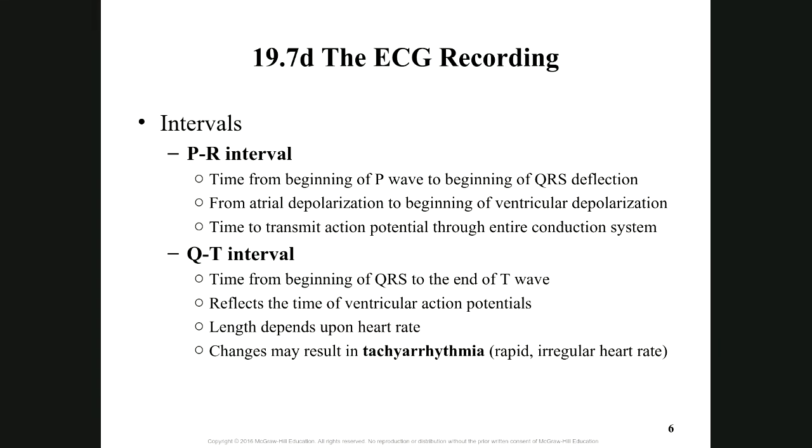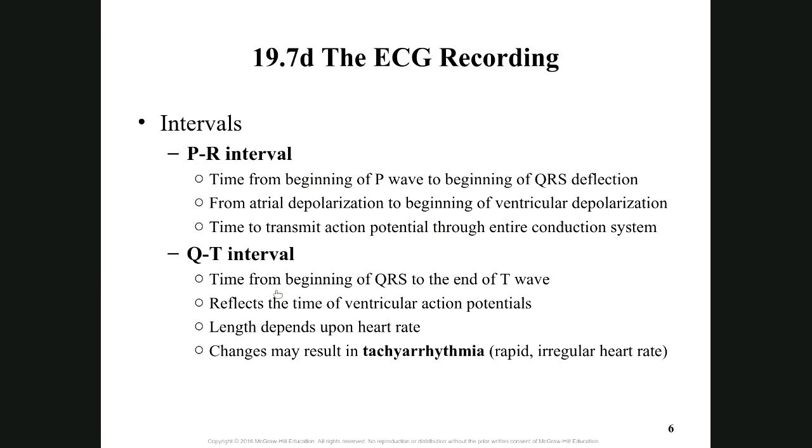And as I told you, the intervals are PR interval and QT interval. The PR interval is from the beginning of our P wave to the beginning of our QRS complex, from atrial depolarization to the beginning of our ventricular depolarization, and this PR interval is the time to transmit the action potential through the entire conduction system. And the other interval is called QT interval.